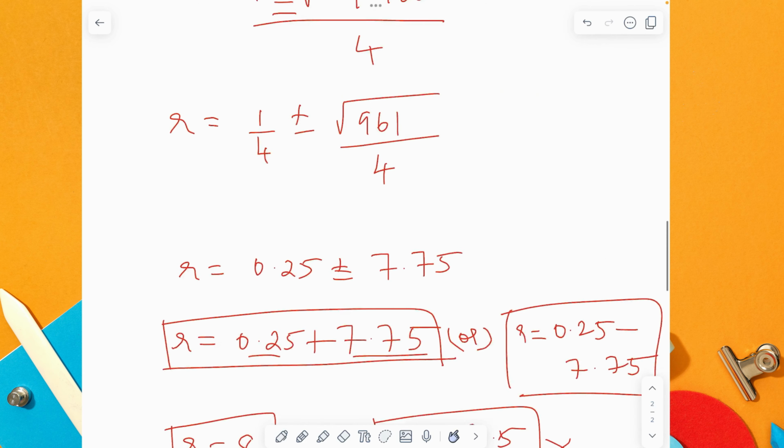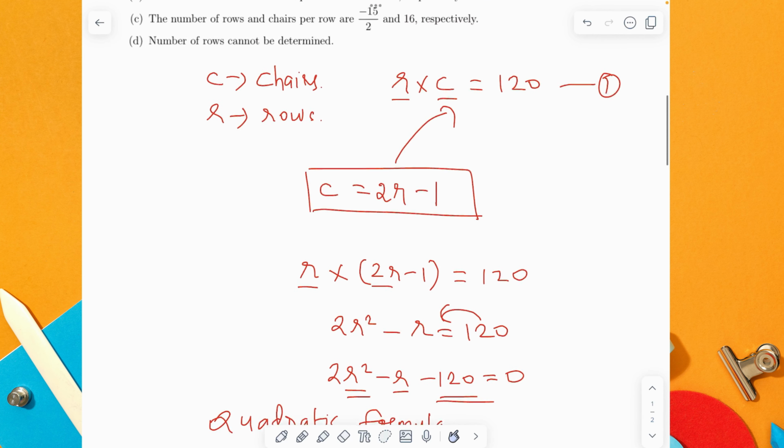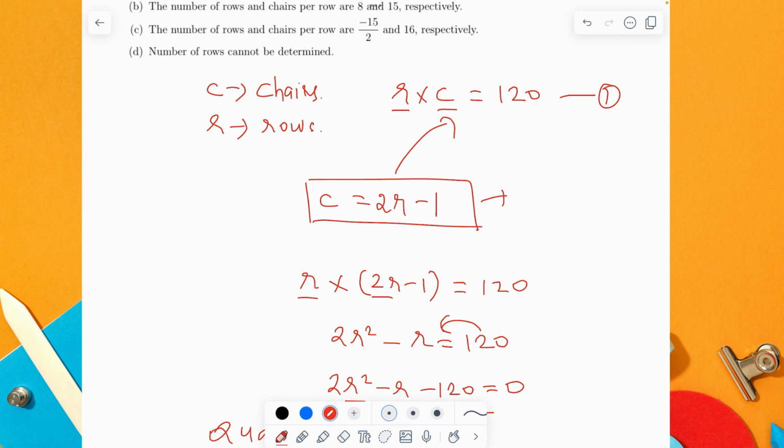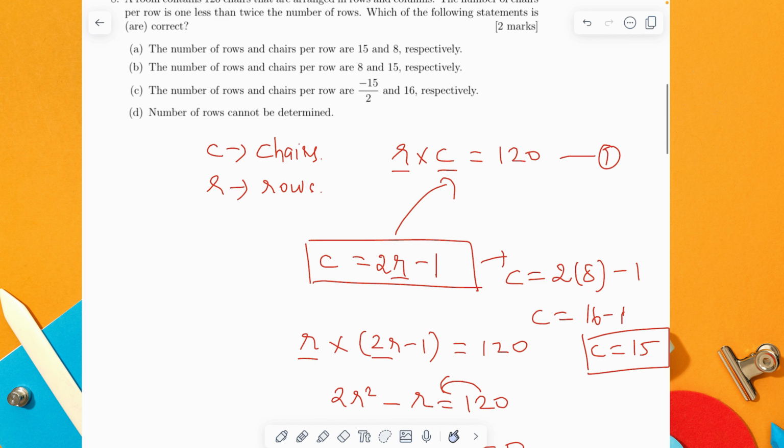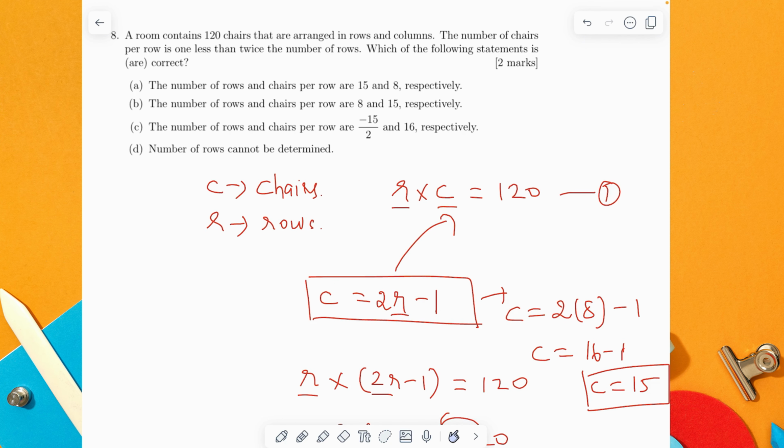The value of R we are taking and substituting in the topmost equation. C is equal to 2 into 8 minus 1, so C is equal to 16 minus 1, C is equal to 15. So the number of chairs per row is 15 and the number of rows is 8. Which option tallies that? Let us check the answer options. Number of rows and chairs per row are 15 and 8, or number of rows and chairs per row are 8 and 15.